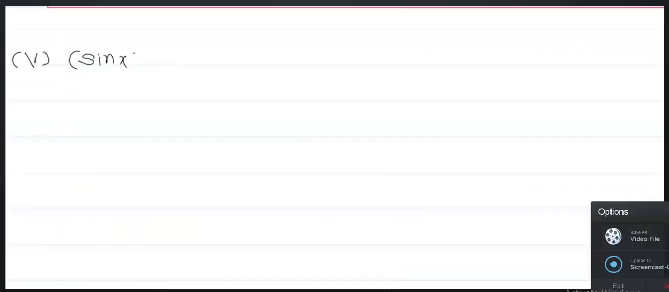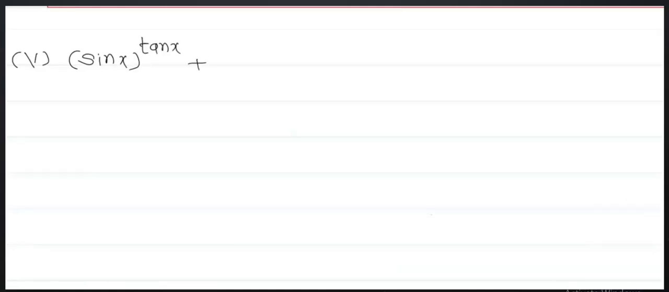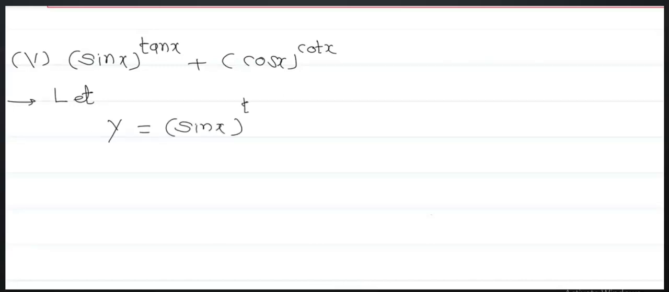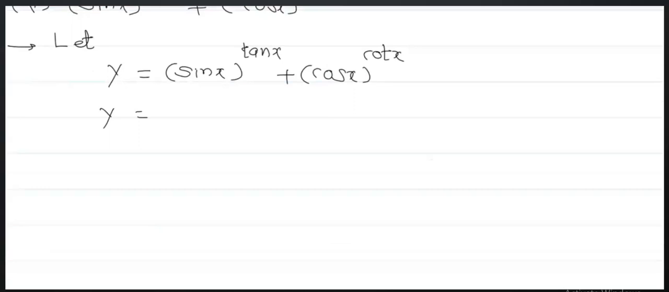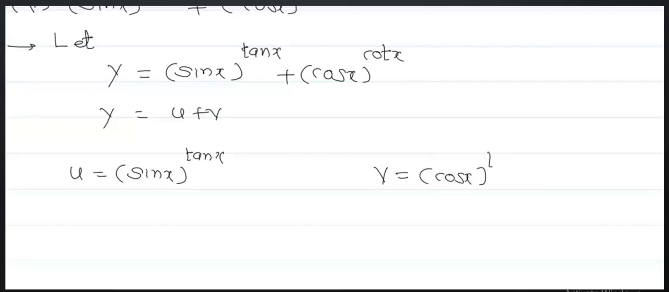Now next is sin of x raised to tan x plus cos of x raised to cot x. Now here u is equals to sin of x raised to tan x and v is equals to cos of x raised to cot x. First of all, let y is equals to u plus v, where u is equals to sin of x raised to tan x and v is equals to cos of x raised to cot x.